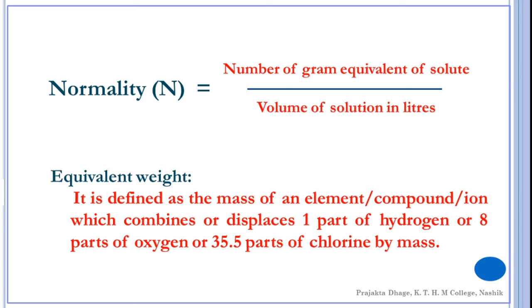Next one is equivalent weight. It is defined as the mass of an element or a compound or an ion which combines or displaces one part of hydrogen or 8 parts of oxygen or 35.5 parts of chlorine by mass. This is referred to as the equivalent weight.